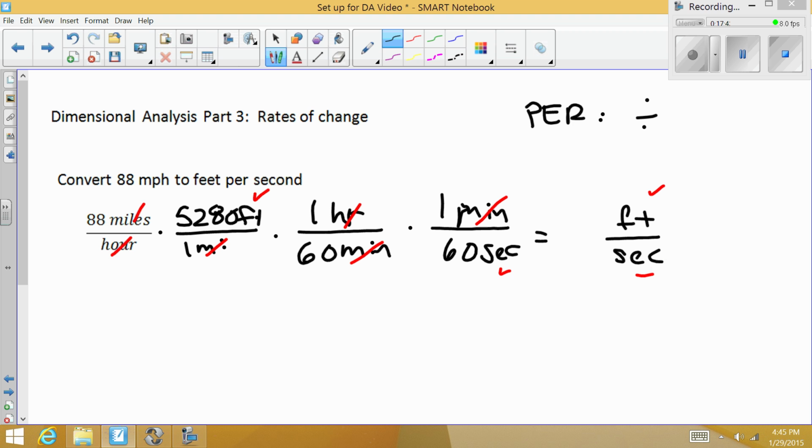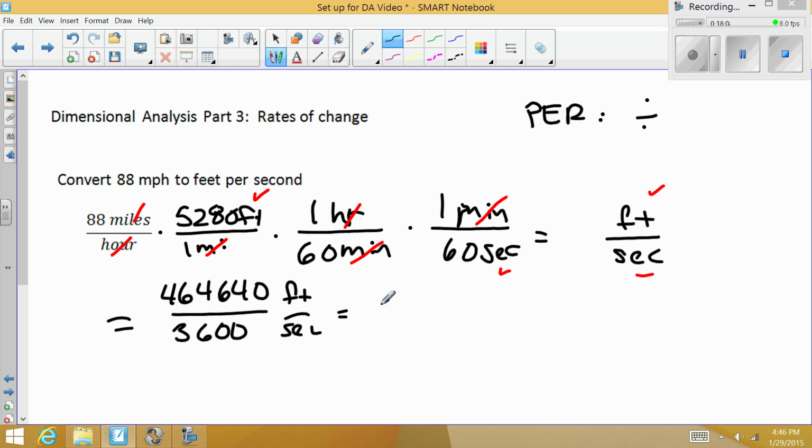Let's see, so I multiply some of this out. The 88 times the 5,280, my calculator tells me it's 464,640. And then the denominator, 60 times 60, that's 3,600. And this is feet per second. And doing the division, I'm getting 129.07 feet per second. So if you're driving along at 88 miles per hour, you're actually traveling at just short of 130 feet every second.